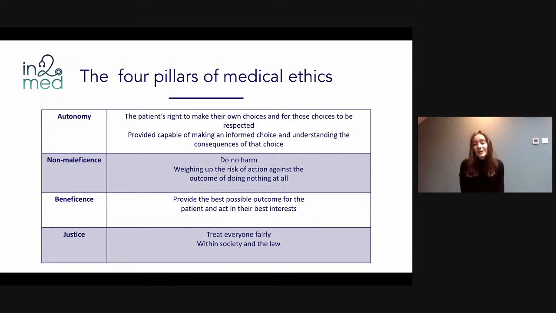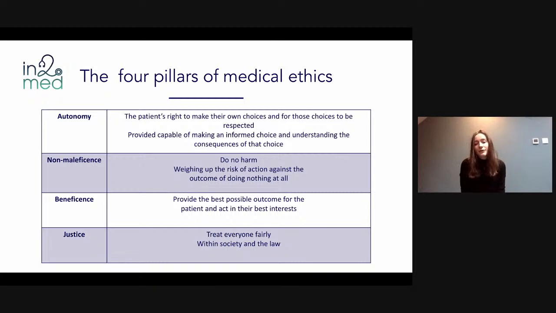The second one is non-maleficence: do no harm, weighing up the risks of an intervention that will cause potential harm versus what the outcome would be if you didn't do anything at all. Then beneficence, which is providing the best possible outcome for the patient. Going into a medical profession, I think a lot of people will resonate with that. You want to do good, you want to help people. And then justice. We as doctors and as a healthcare organisation need to make sure that we're treating people fairly. So those are four pivotal principles that we rely on when we're making healthcare decisions.